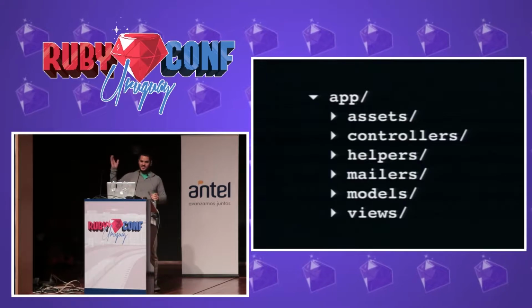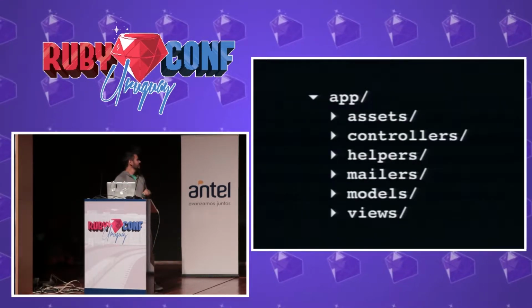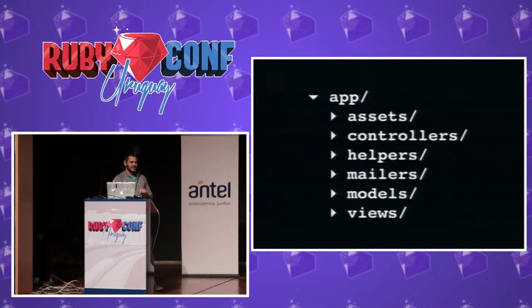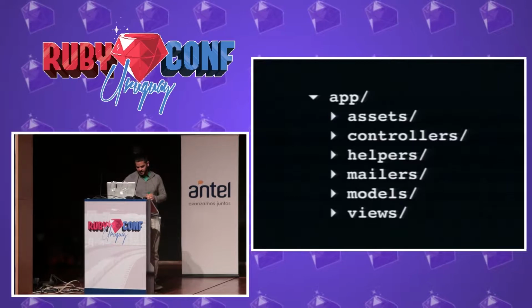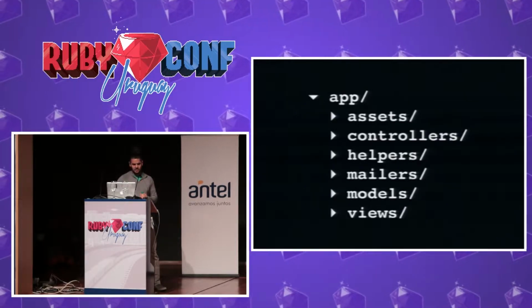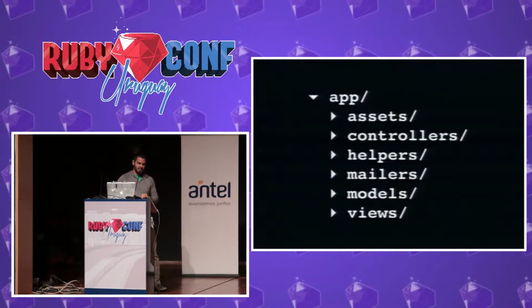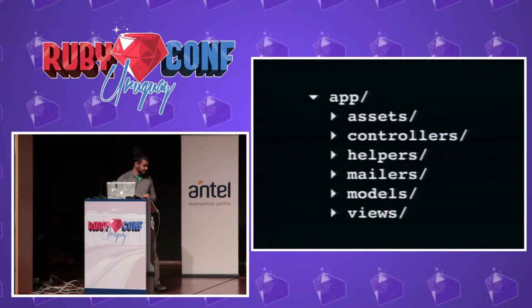So who knows what this is? It's a Rails project. What does it tell you about your domain? It doesn't. It tells you it's a Rails project. So we're going to use this as a baseline, and we're going to try to improve it as we talk about building this Rails application. But first, let's get some basics out of the way.